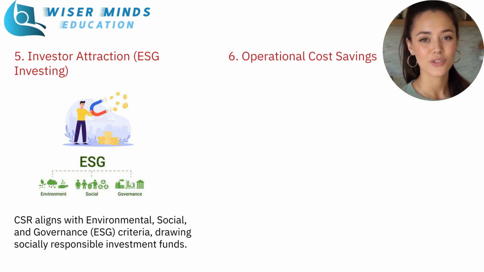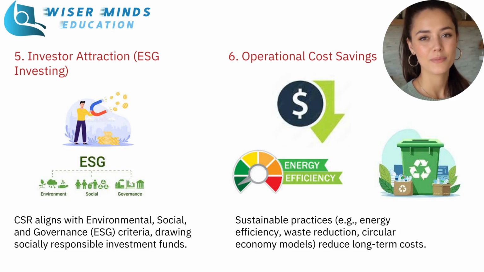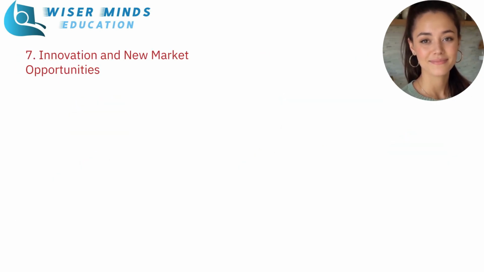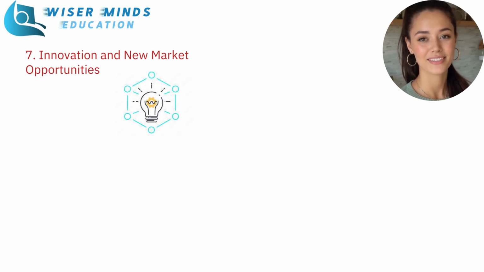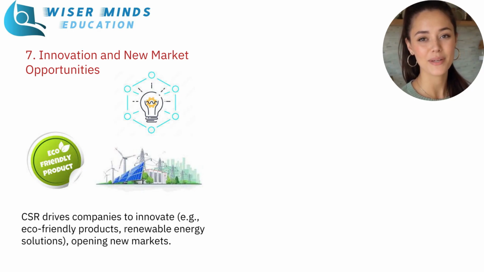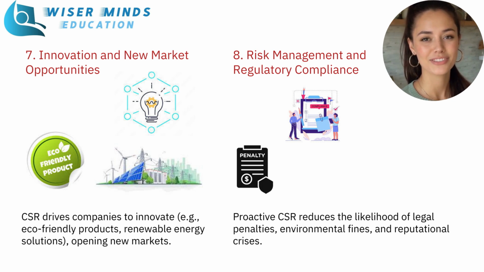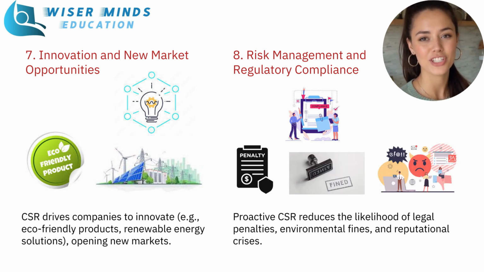6. Operational cost savings. Sustainable practices, for example, energy efficiency, waste reduction, circular economy models, reduce long-term costs. 7. Innovation and new market opportunities. CSR drives companies to innovate, for example, eco-friendly products, renewable energy solutions, opening new markets. 8. Risk management and regulatory compliance. Proactive CSR reduces the likelihood of legal penalties, environmental fines, and reputational crises.